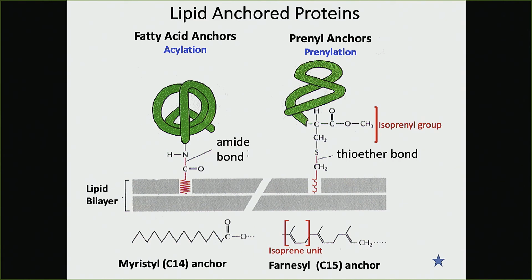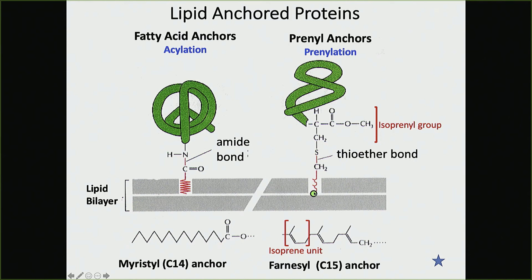Anyone? Cysteine, that's correct. Out of all your 20 amino acids, that's the only one that contains the sulfur, and that is needed for the thioether bond formation. So always the C-terminal will have a cysteine, and this is called the isoprenyl group. And here is an example of a farnesyl. This is a C15 anchor. That means you have this carb right here.